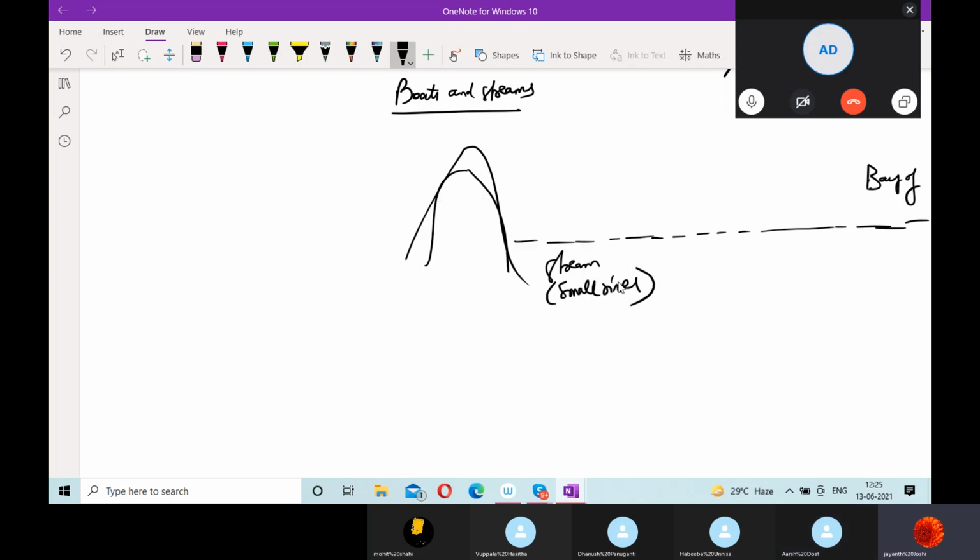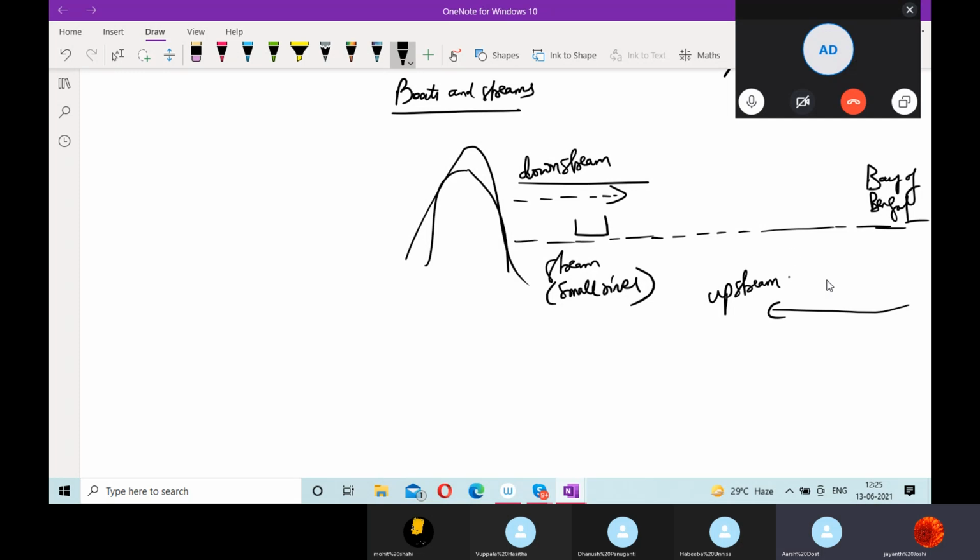You're not studying any science or geography, this is just to understand. So from here, if it is flowing down, it is called downstream. That is, from the mountain it is moving towards the Bay of Bengal, downstream. If it is moving from the Bay of Bengal towards the mountain, it's called upstream. If the boat is rowing in this direction, it is rowing downstream. If the boat is rowing in this direction, it is rowing upstream.